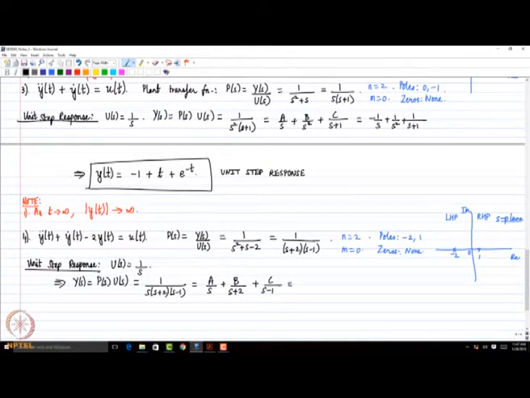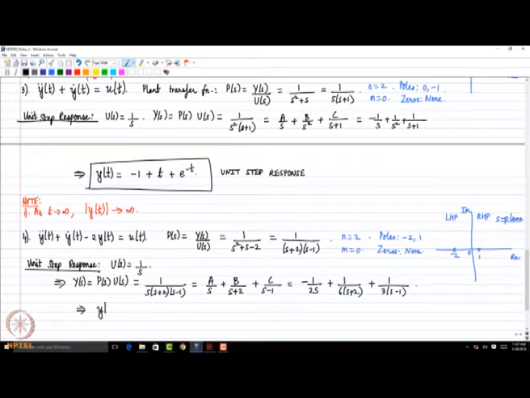Okay, so what are the values of a, b and c? A is going to be minus 1 by 2 or plus 1 by 2? Minus 1 by 2, right? And then what about B? We are going to get plus 1 by 6, right? And what about C? 1 divided by 3, right? Am I correct? So, those are the 3 partial fractions.